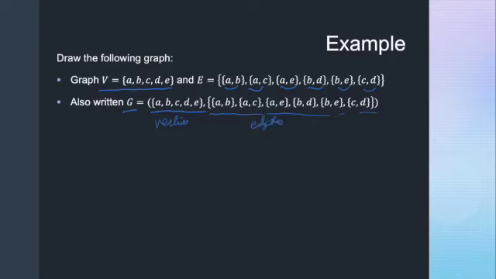So why don't we go ahead and draw this? So I have vertices A, B, C, D, E. Why am I drawing it like that? Well, why don't I show you? So in here I have A goes to B, A goes to C, A goes to E, B goes to D, B goes to E, and C goes to D. So I've got a nice little house.